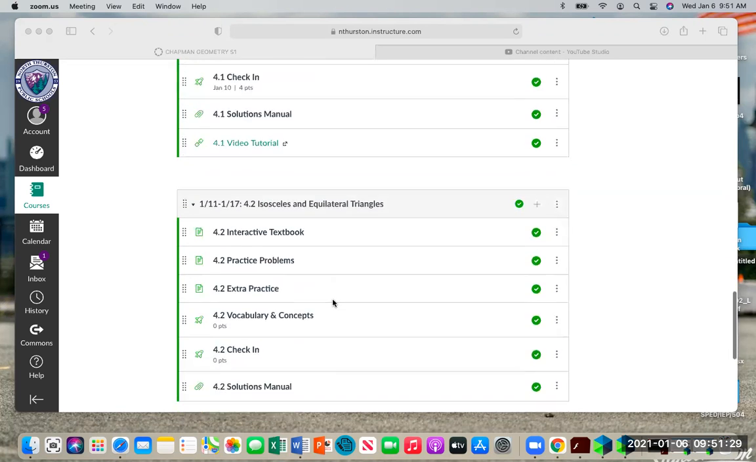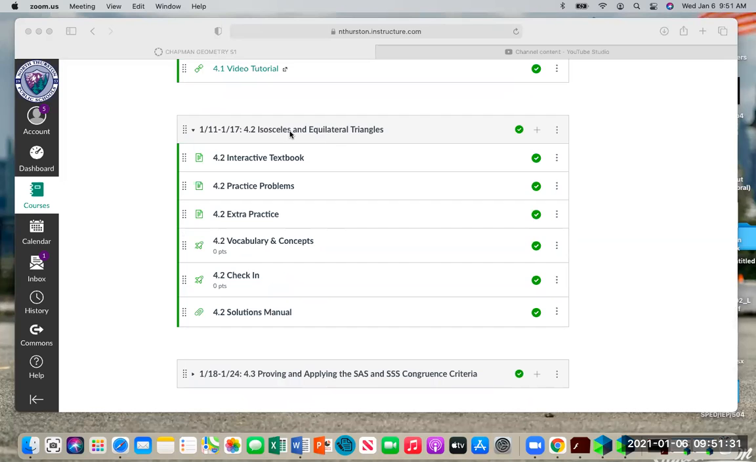Next week's stuff is unlocked as well. 4.2 deals with 2 specific types of triangles, right? There's lots of different triangles out there, but these are 2 very specific triangles that have unique qualities for each of them. So an isosceles triangle, if you don't remember what that is from middle school or whenever you've talked about that before, and then equilateral triangles.